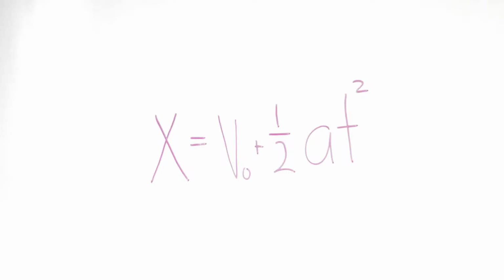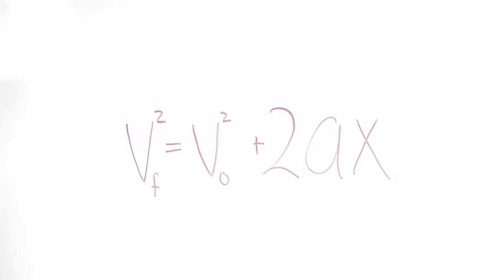The x in this case is the distance traveled from the origin, and the v naught is the initial velocity, and the a is the acceleration of the object, and t is the time that the object travels. The v final is the final velocity of the object. The v naught is the initial velocity of the object. The a is the acceleration of the object, and the x is the distance traveled by the object.